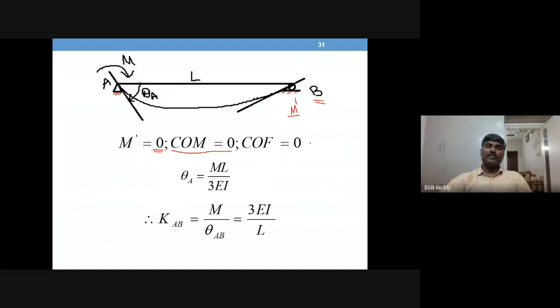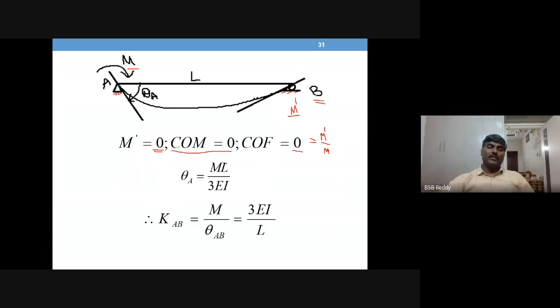And what is carryover factor? M dash divided by M, so carryover moment divided by applied moment. Applied moment is M, whereas carryover moment is zero. So zero by anything is zero. So carryover factor is also zero. If it is a fixed end, we said carryover moment is half of applied moment and carryover factor is 1/2. Whereas if the far end is a hinge or roller, a simple support, then carryover moment is zero and carryover factor is zero.